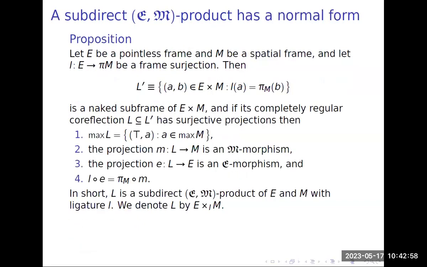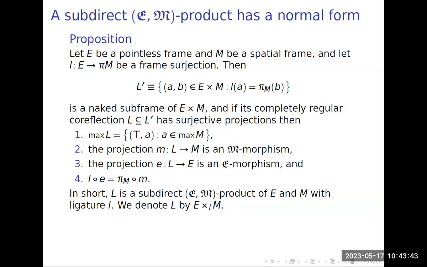And the answer is essentially yes, but with an interesting hitch. So here's the proposition. Suppose somebody walks in the door and gives us a pointless frame E and a spatial frame M and a frame homomorphism from E to pi M. That's my candidate for the ligature. And now look at all the members of the product of E times M for the feature that L applied to the left coordinate happens to come out to pi M applied to the right coordinate. That will identify a subframe of the product.